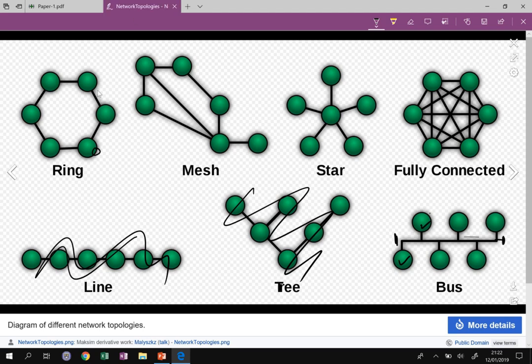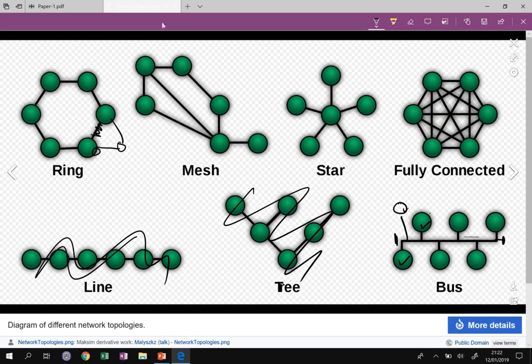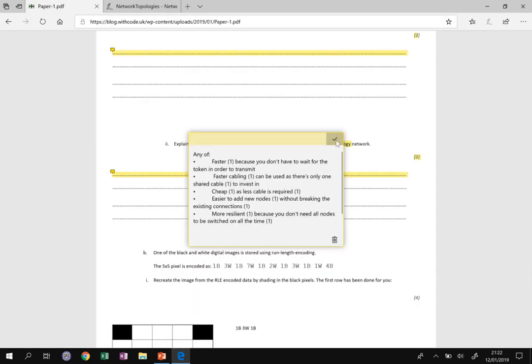So here, it's easy to add another computer, you just wire it up like that, but you'd have to break the connections in order to do that. Here, it's also easy to add a new node, and you don't have to break the bus in order to add a new node. And you could argue it's more resilient because you don't need all of the nodes to be switched on all of the time. Remember, if this one is unplugged or switched off or breaks, all of the others can communicate. Whereas if this one is unplugged or breaks, the whole network fails. So remember, 2 marks, any one explanation, one statement, and then one explanation. As long as they're linked together and they're valid, gets you the 2 marks.